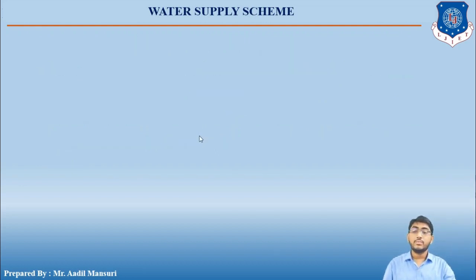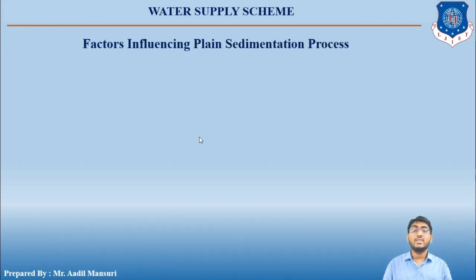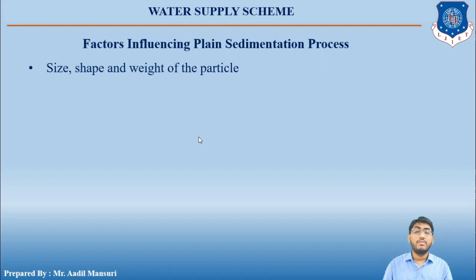Okay students, let us now have a look at the next topic, that is the factors influencing the plain sedimentation process. Okay, so there are various factors on which the plain sedimentation process depends. For example, size, shape and weight of the particle. If the particle is larger in size and has more weight, then the particle is going to settle at a faster rate compared to particles of smaller size and lesser weight.